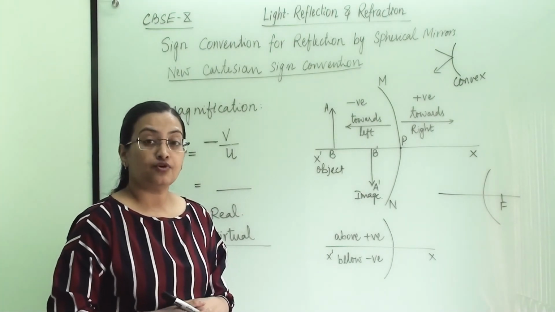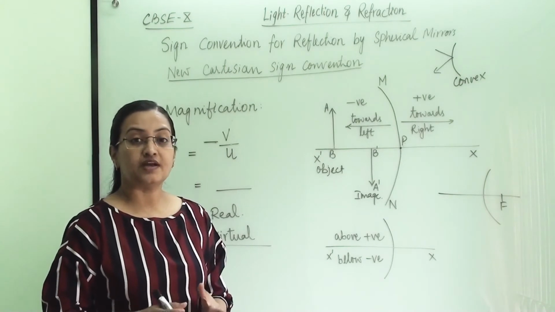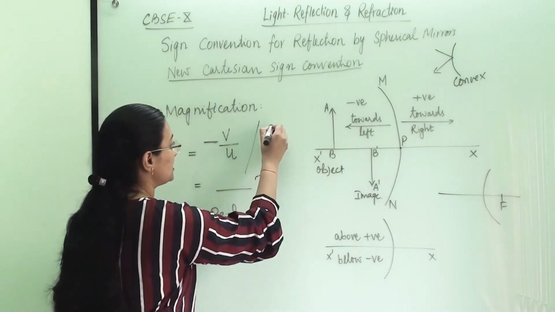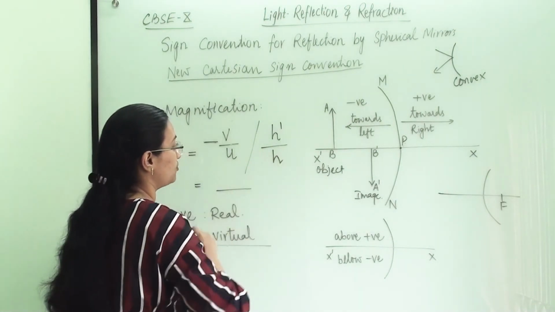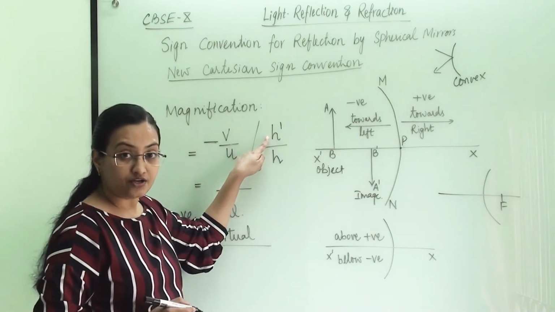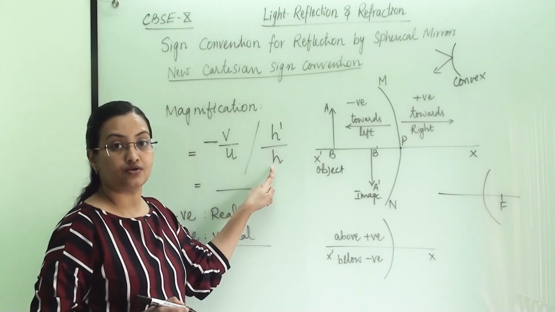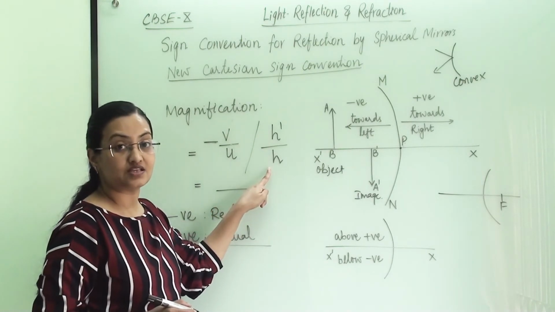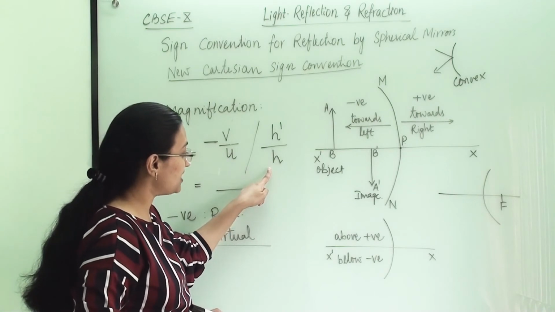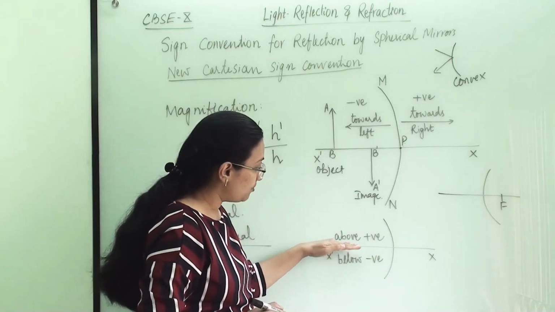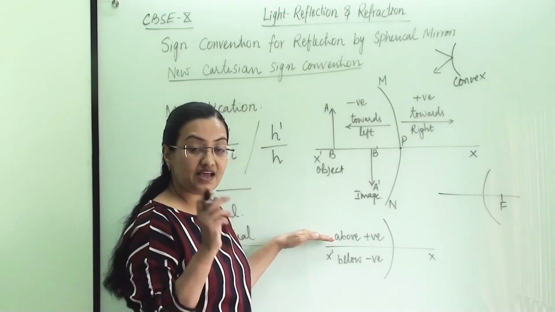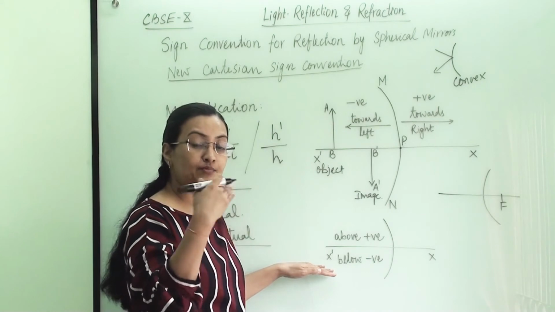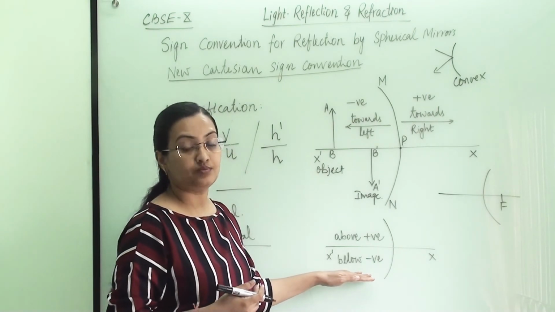Sometimes we also calculate the magnification formula with respect to the height of the object and the height of the image. In that case we use the formula H dash divided by H. H dash is the height of the image and H is the height of the object. We can also refer to them as the size of the image and the size of the object. Whenever we get the image above the principal axis, the sign is positive. Whenever we get the image inverted and below the principal axis, the sign will be negative.